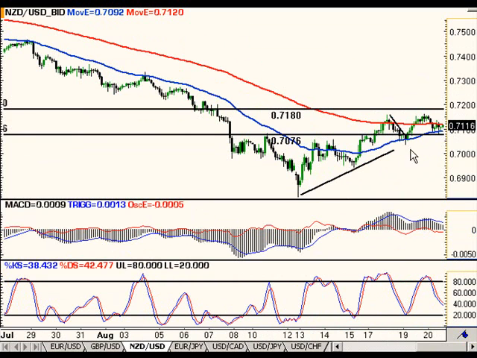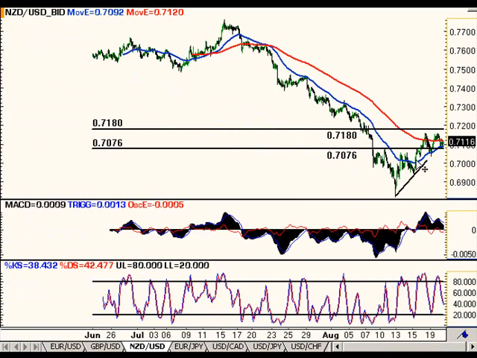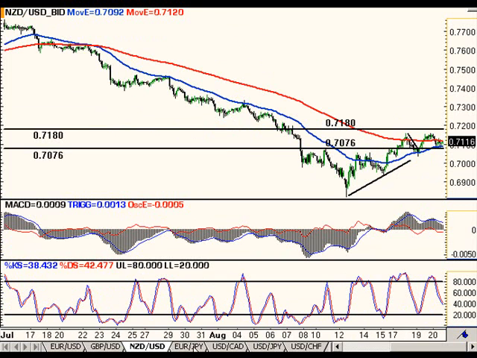We've had the retouch, so I believe any breaks of this trend line, below this 1.7 area would lead to a continuation of the downtrend. To the upside, if we measure this target, it comes up to a level closer to 71.80 and above.